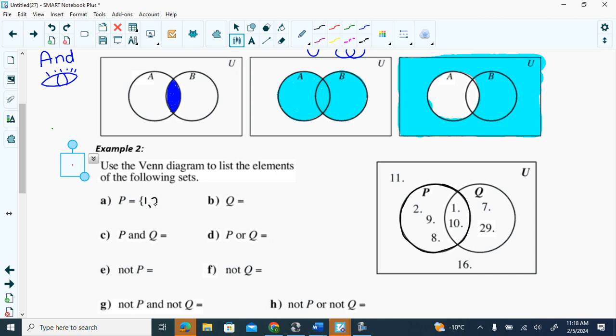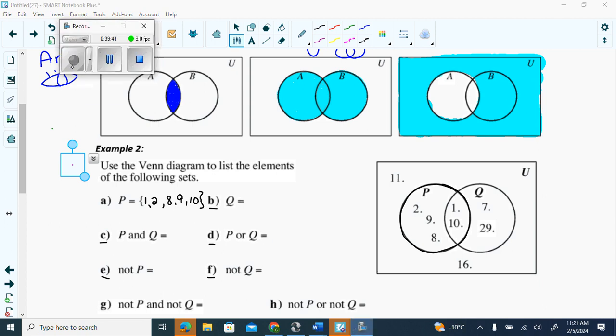2, 8, 9, 10, squiggly bracket. In that P circle, it doesn't say P only. It doesn't say P but not Q. It says P. So if it's in P, the circle that is labeled P, I list it. Okay? I want you guys to try these. Make sure you're using pencil, because if you mess up, we can fix it. B, C, D, E, F. Try them out.